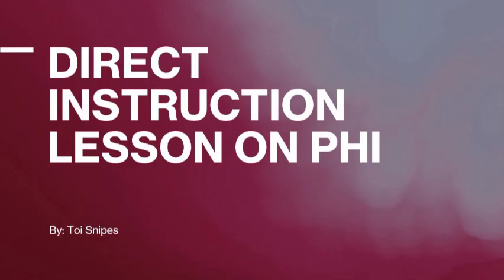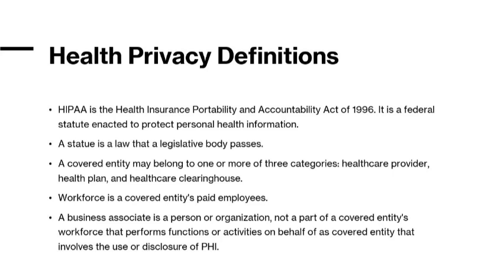Direct instruction lesson on PHI, also known as Protected Health Information, by Toy Snipes. Protected health information, also known as PHI, falls under an umbrella of health privacy. There are a lot of different facets involved in health privacy, but for this specific lesson, we're going to focus on PHI to break it down. And I just want to give some definitions.